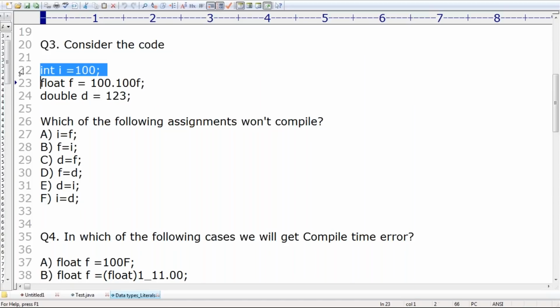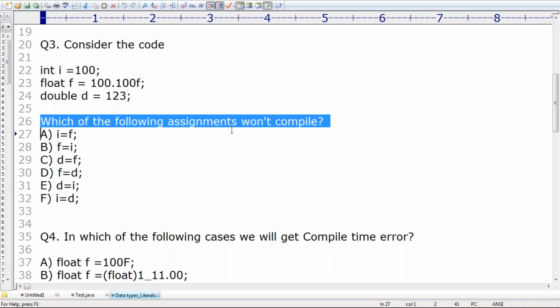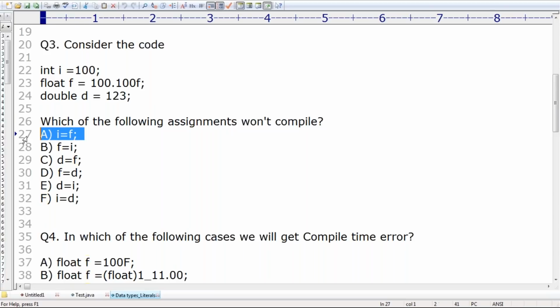Please respond. Int i is equal to 100, float f is equal to 100.100f, double d is equal to 123. Which one of the following assignments won't compile? Now I'm assigning a float value to an int type. First one, compile or won't compile? First one won't compile, because float to int is invalid. Second one, compile or not? Int to float, compile, no problem. Float to double, no problem. Double to float, not allowed. Explicit typecasting is required here. Int to double, no problem. Double to int, once again a problem is going to come.